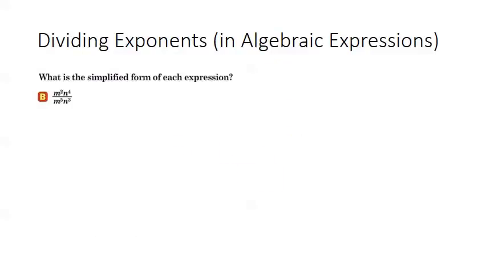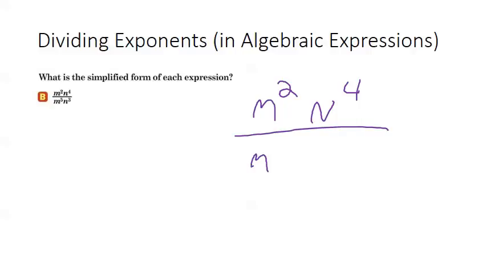Okay, so same thing. Dividing exponents in algebraic expressions. We're going to deal with letters here. So if you see, we've got m's on the top and the bottom, and n's on the top and the bottom. So let's rewrite it: m to the power of 2 times n to the power of 4 over m to the power of 5 times n to the power of 3. So let's just pay attention to the m's right now. m to the power of 2 over m to the power of 5. So what would that be?